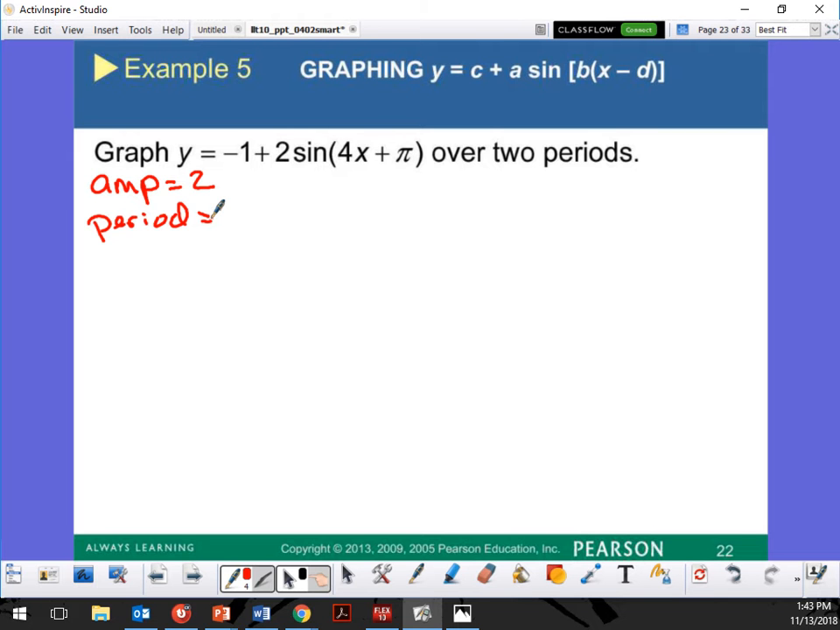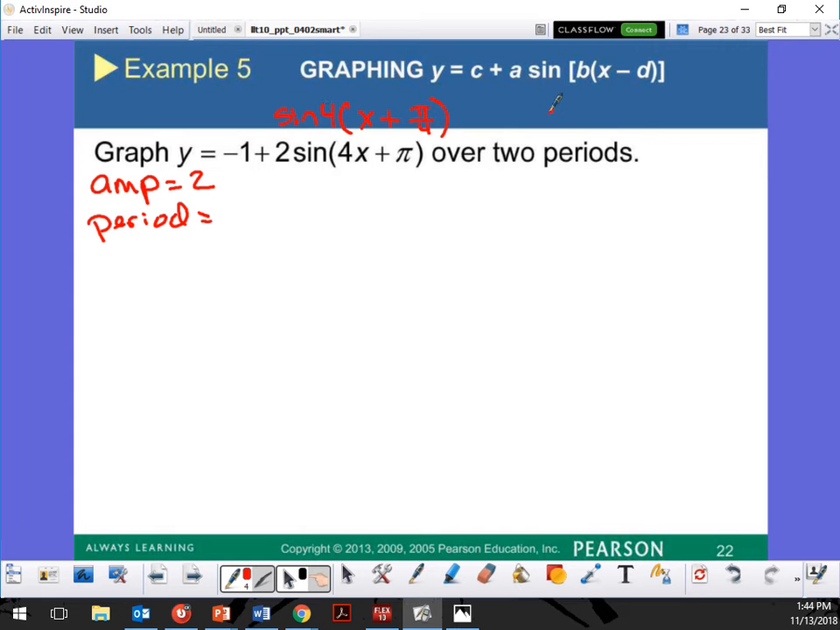Okay, I have to actually fix my argument. So what do I have to do to fix the argument? Do you guys remember that from last week? Factor. Factor out the 4. Take out the 4 and it'll be sine of 4 times parentheses x plus pi over 4, right? Yeah. So it should be like that.